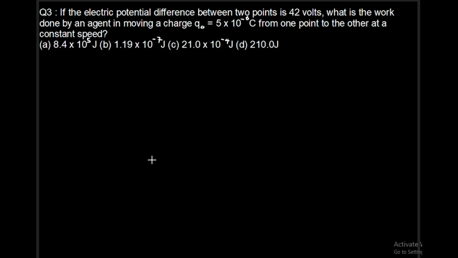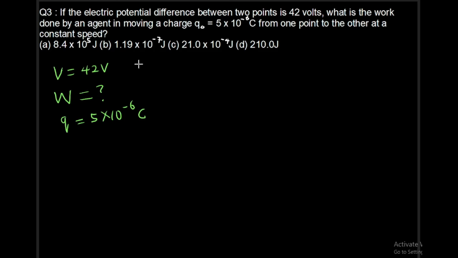Now, our next question says if the electric potential difference between 2 points is 42 volts, so we have potential difference here to be 42 volts. They say what is the work done by an agent? So we are looking for work done by an agent in moving a charge. We have charge to be 5 times 10 raised to the power of minus 6 coulomb from one point to the other at a constant speed. So they gave us V, we're looking for W, and they give us Q also.